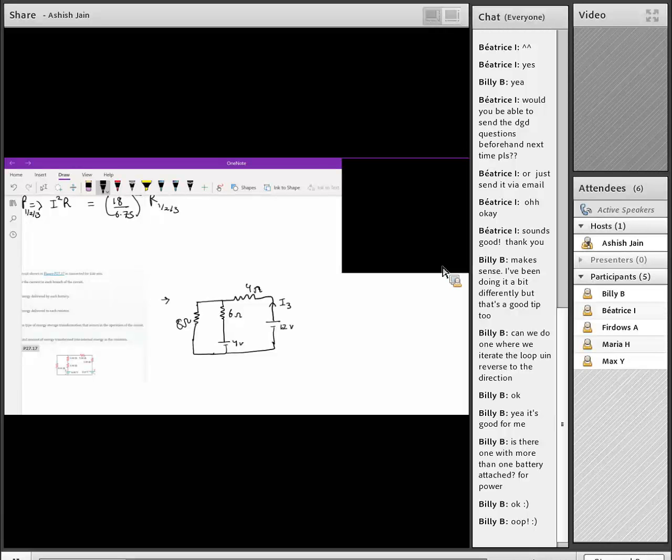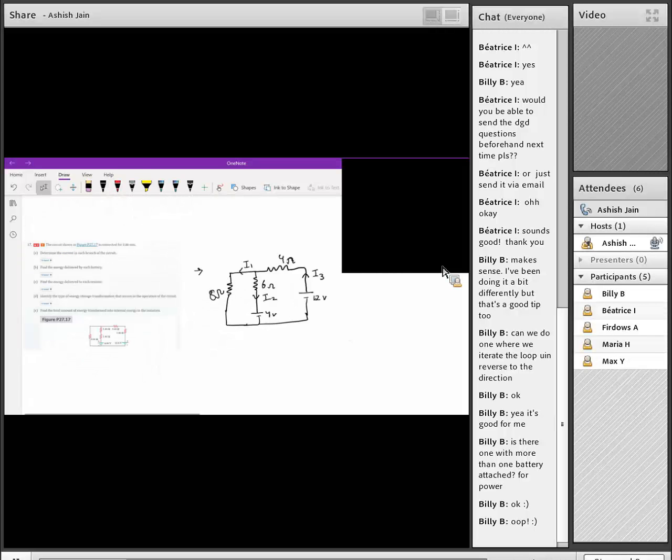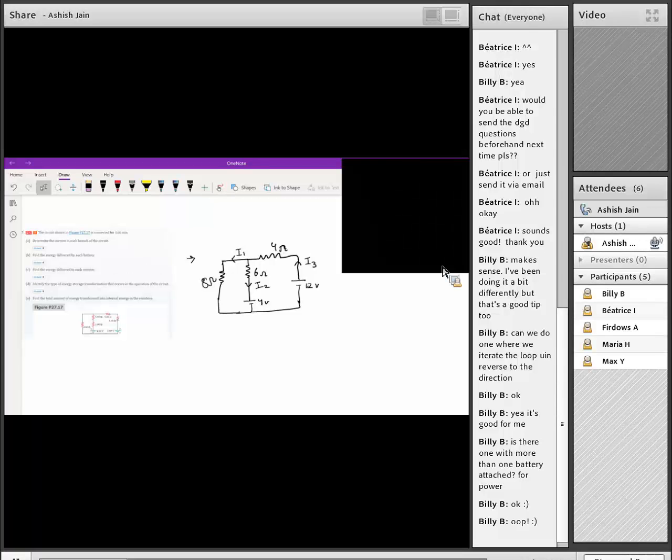I say I3, I1, I2, right? And I'm going to traverse counterclockwise for the Kirchhoff's law.